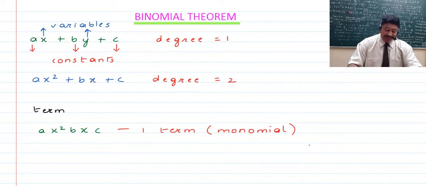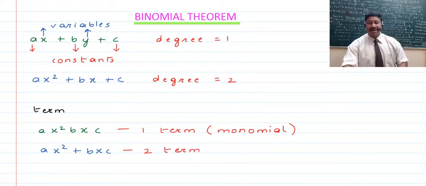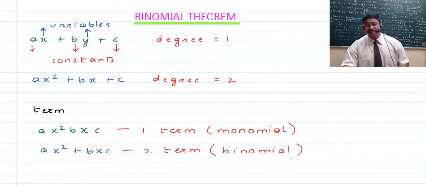Similarly children, if we now have another algebraic expression which is slightly different, say ax squared plus bxc, you've got to remember that this has two terms because there is one plus sign in between. So whenever there is one plus or minus sign in between the variables and the constants which are mutually multiplied, then you will say that the algebraic expression has two terms, or in other words, it is a binomial. Similarly, if we go for 3, it is going to become a trinomial.